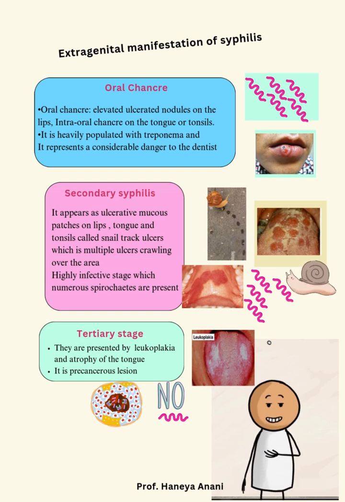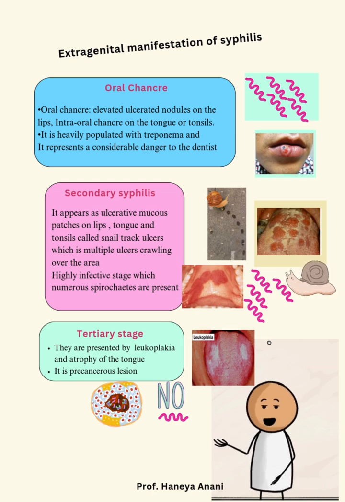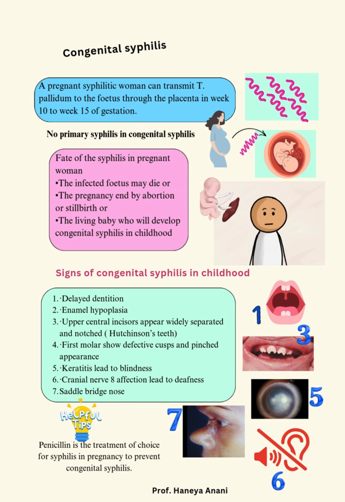During the secondary stage, it appears as ulcerative mucus patches on lips, tongue, and tonsils called snail track ulcers, which are multiple ulcers crawling over the area. Highly infectious. Oral gumma: areas of leukoplakia on the tongue. Gumma infiltration leads to atrophy of the tongue and hard palate. It is a precancerous lesion. In the tertiary stage, numerous spirochetes are present.